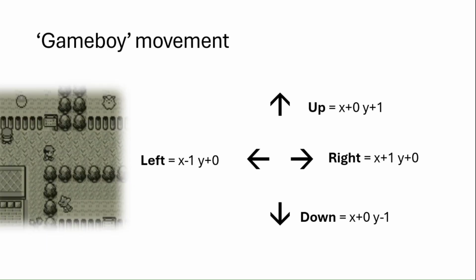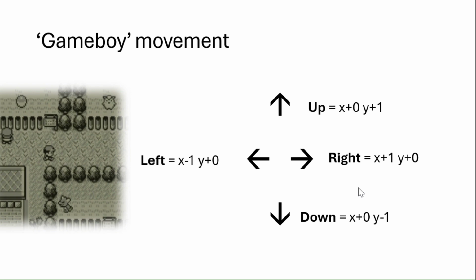Okay. Our next problem is how to translate the turtle into movement. The simplest way of moving on a grid is what I'd like to call Game Boy movement. Here, up is x plus 0, y plus 1. Down is x plus 0, y minus 1. Left is x minus 1, y stays the same. And right is x plus 1, and y stays the same.